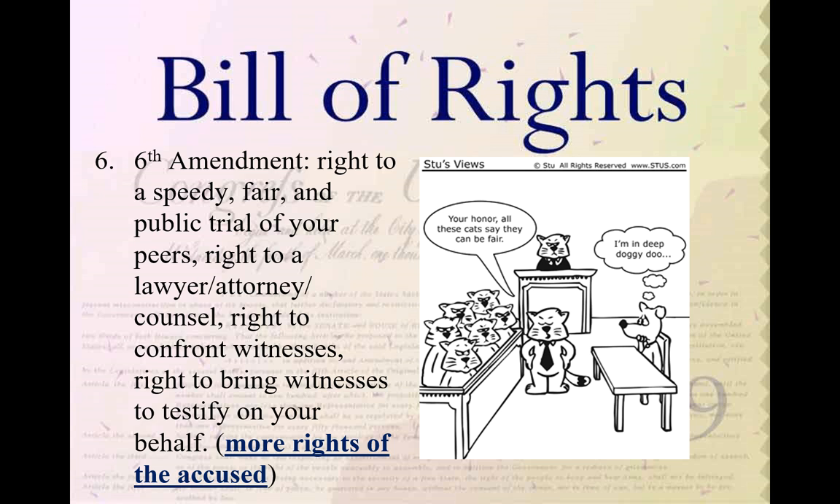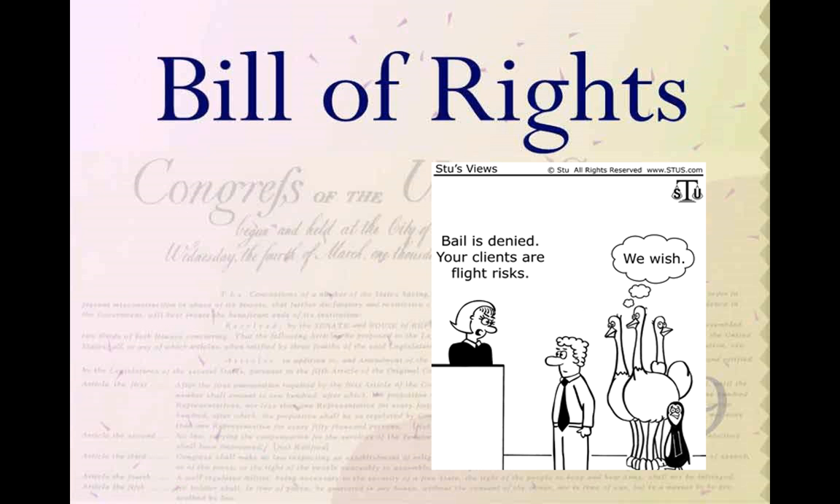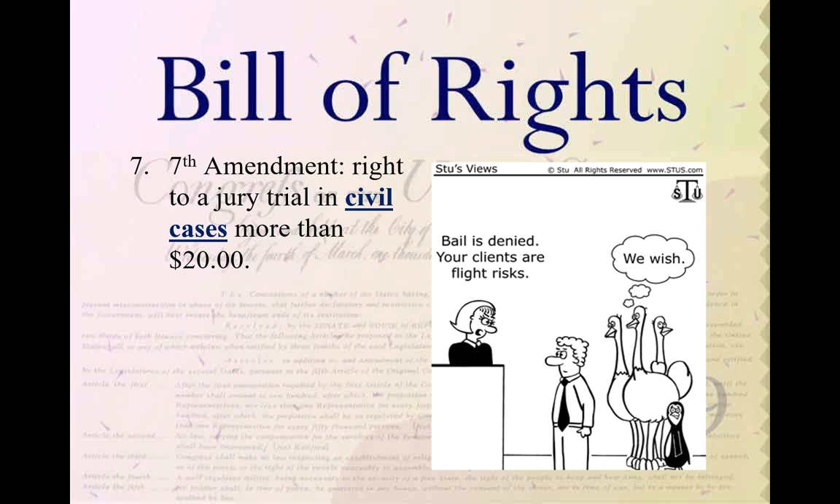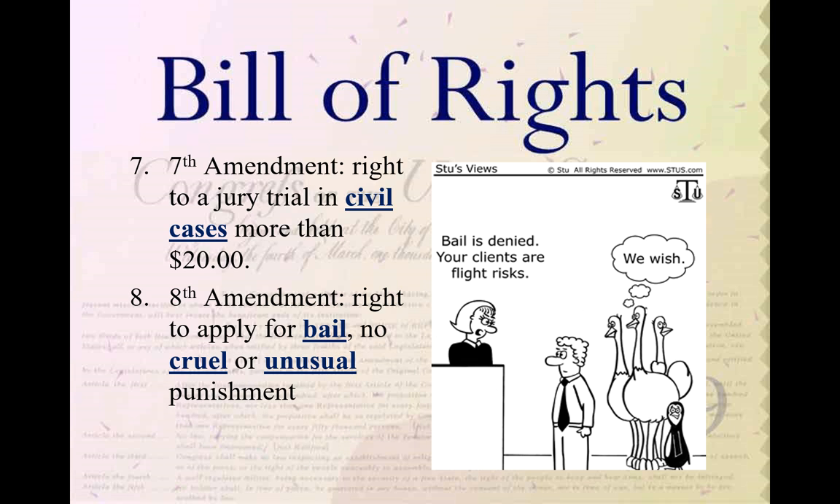A trial that includes a jury of your peers, your right to an attorney and a lawyer, your right to confront your accuser or witnesses, and your right to testify. So these are more rights of the accused. The Seventh Amendment has to do with civil trials, whereas the Eighth Amendment has to do with cruel and unusual punishments.